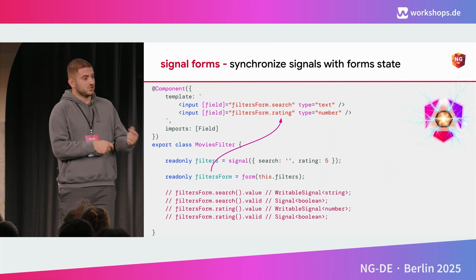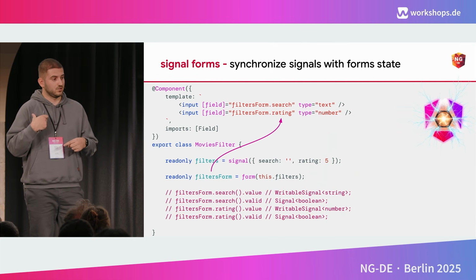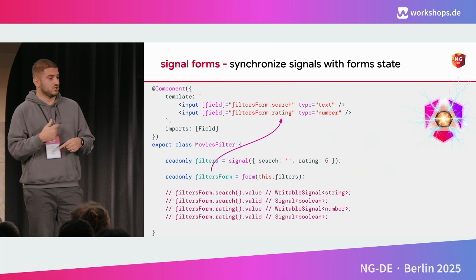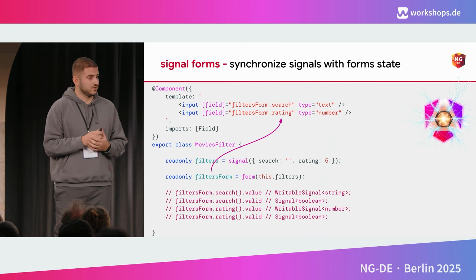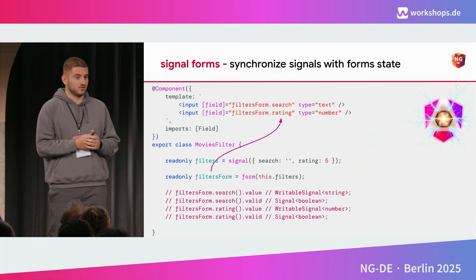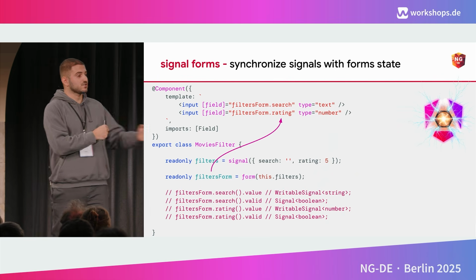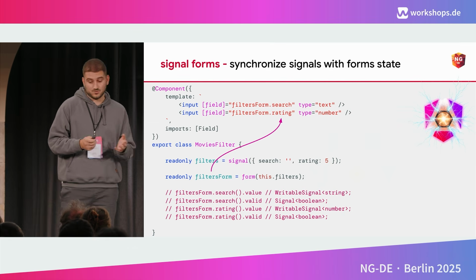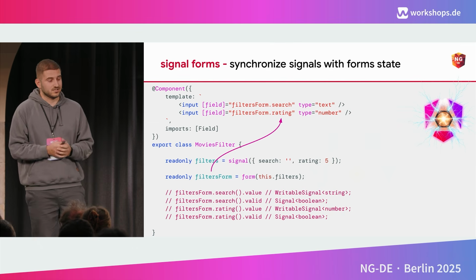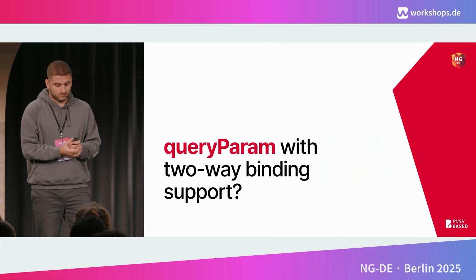And also when the template changes, it updates our filters form signal, that is a signal form. And our signal form, the moment that it changes, tells the parent signal, in our case this.filters, that it updated, and also updates that one. So it's basically doing two-way binding between your signal and the DOM. And you don't have to care about it, because that's the best part of signals. It just synchronizes themselves. So can we have query params with two-way binding support?